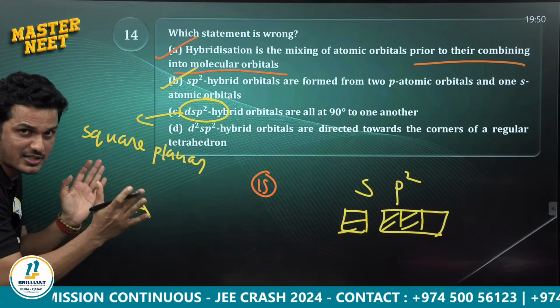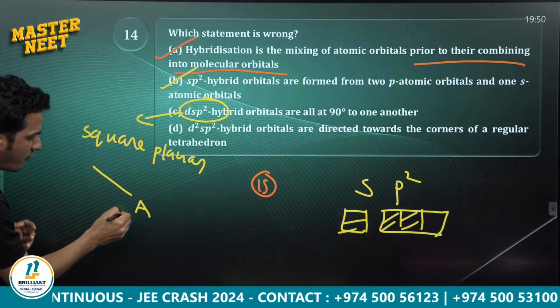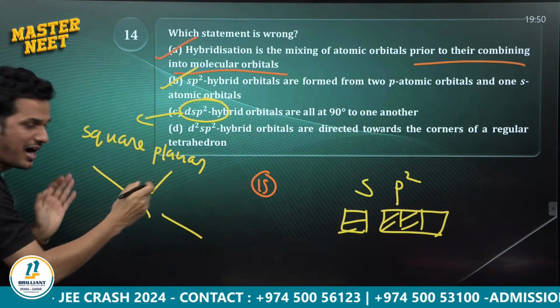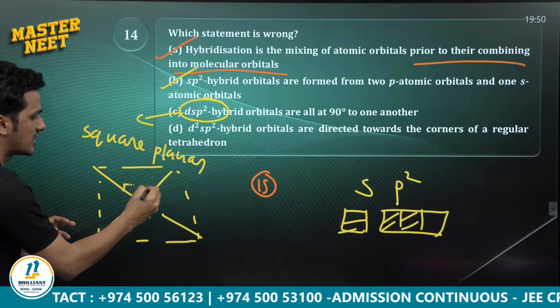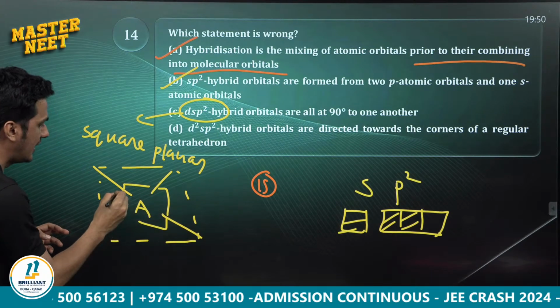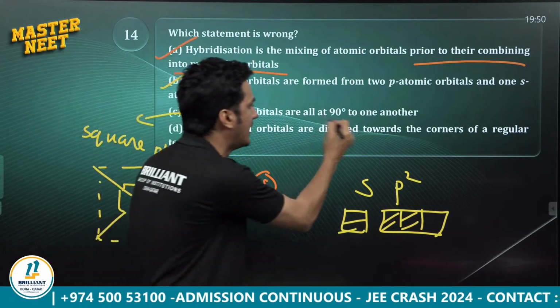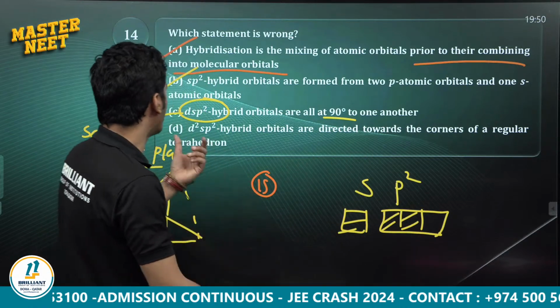That's correct, I hope, because in the case of square planar, suppose A is the central atom. Around it 4 bonds are there, all in the same plane. Now tell me, what about the bond angle? This is 90, this is 90, this is also 90, this is also 90. All angles are 90 degrees. That is correct. What about the fourth one?